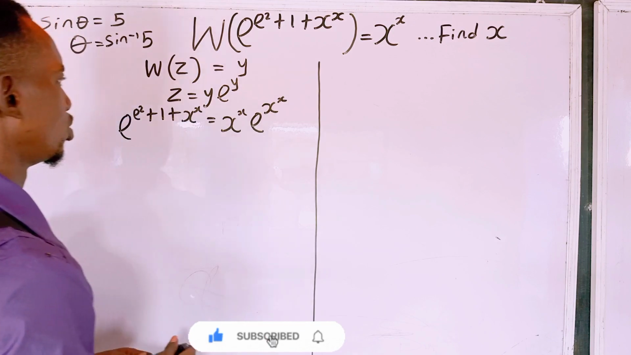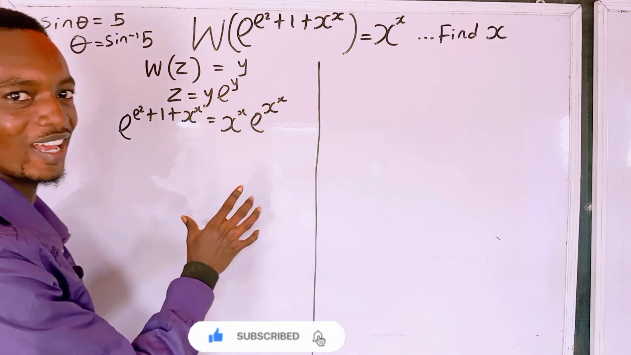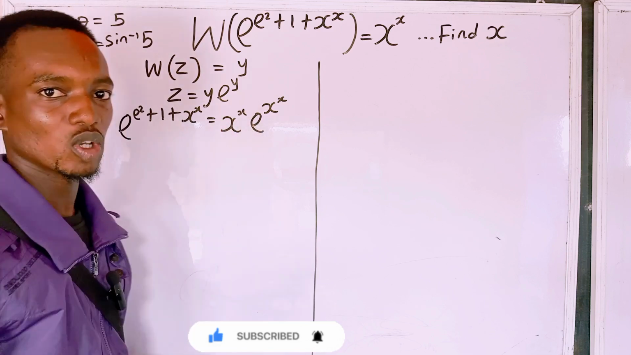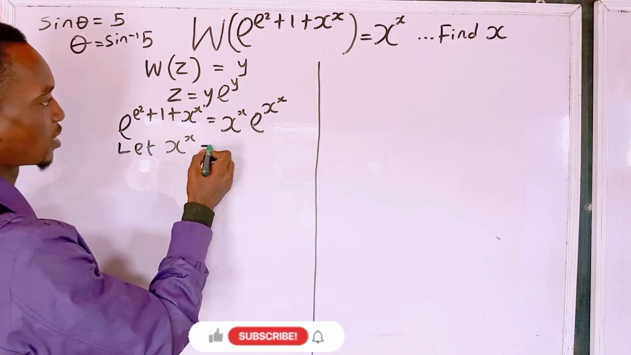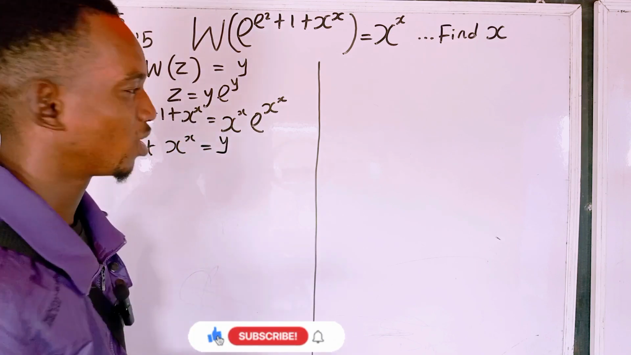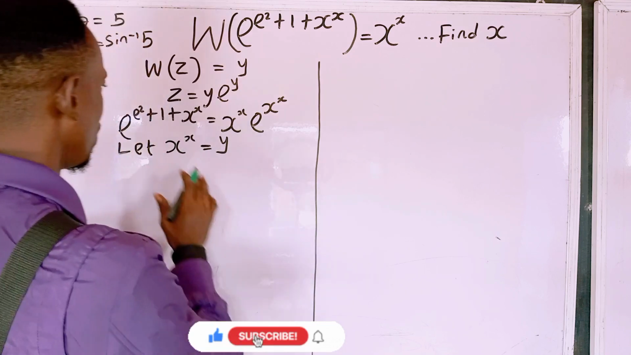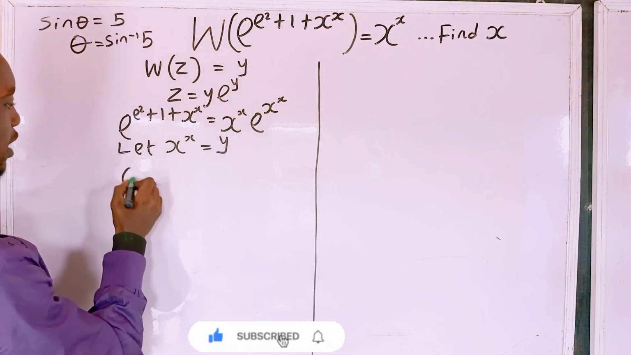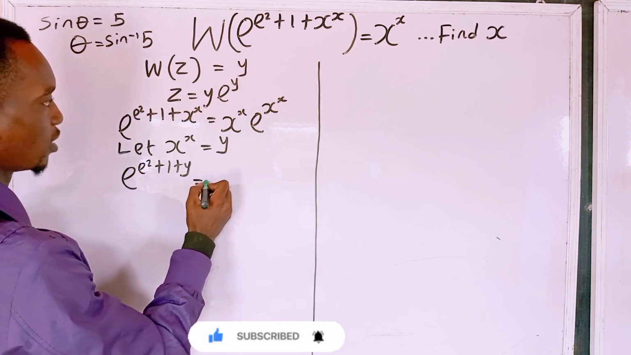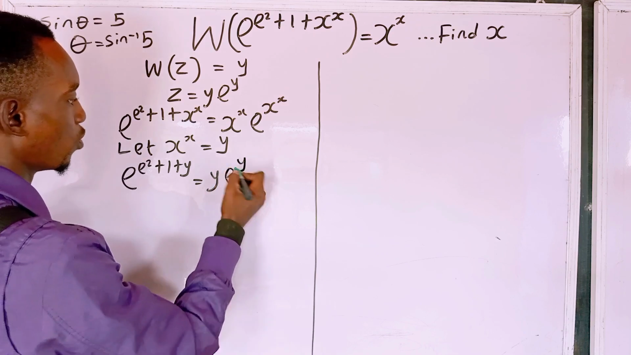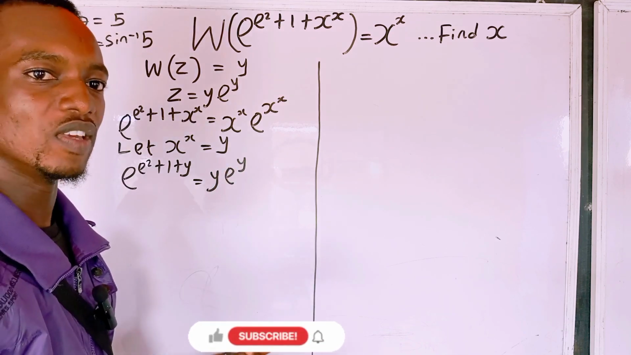So now what's the next thing to do? To make this thing simpler, let us make use of substitution. So let x to the power of x equal y, right? We don't like this x to the power of x, it looks scary. So we can rewrite this as e to the power of e squared plus 1 plus y equals y e to the power of what? y.